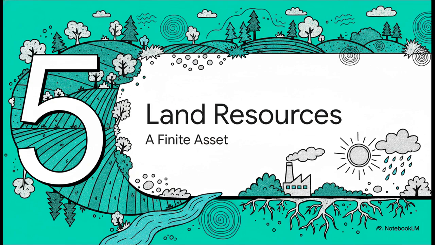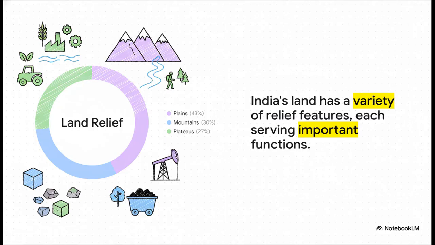Let's now focus on a specific and absolutely vital resource that we all depend on every single day of our lives: land. The land in India has a variety of different relief features. As this chart shows, about 43% of our land is plains, which are crucial for our agriculture and industry. Mountains make up about 30%, and they provide us with perennial rivers and tourism. And plateaus, at 27%, are a rich storehouse of minerals and fossil fuels.